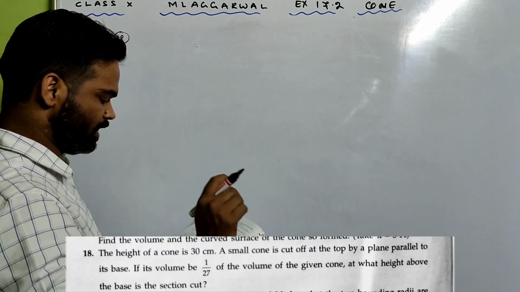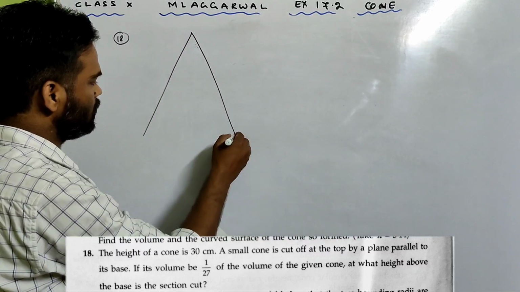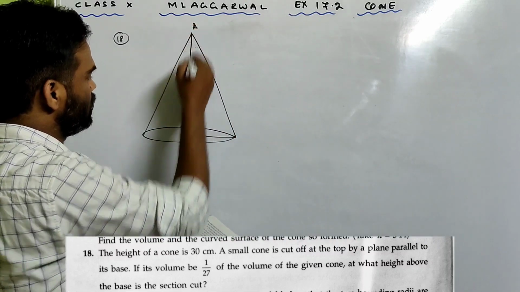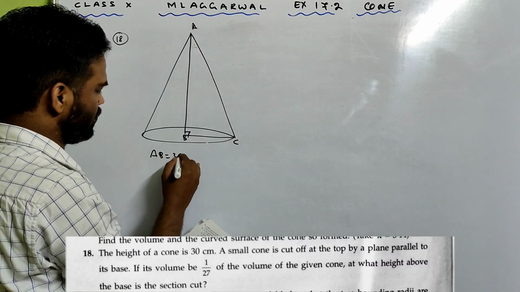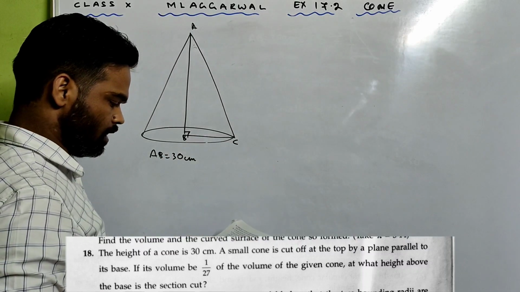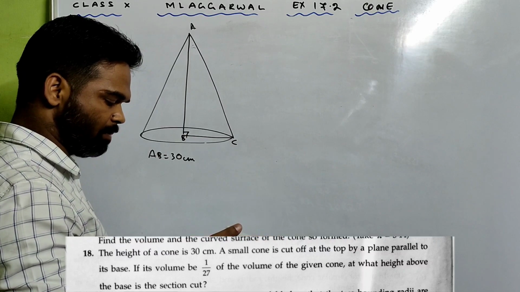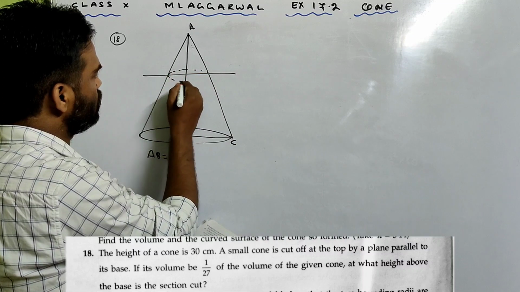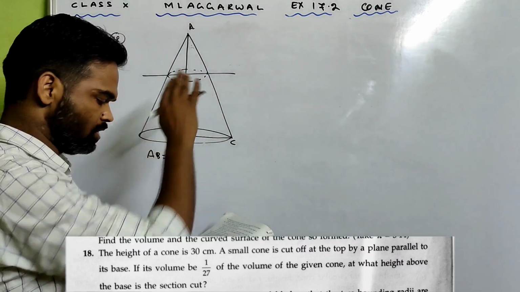Look at number 18. Very interesting. The height of the cone is 30 centimeter. They have told A, B, C. So AB is 30 centimeter. A small cone is cut off at the top by the plane parallel to its base. We cut a small cone at the top by the plane parallel to its base.